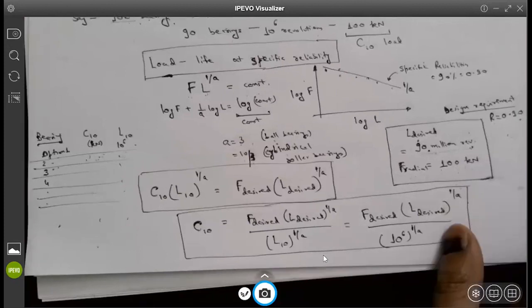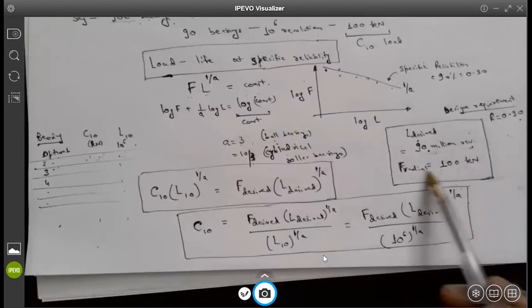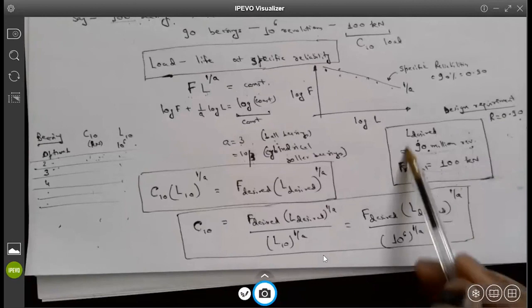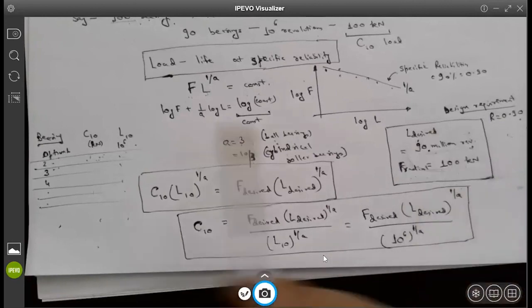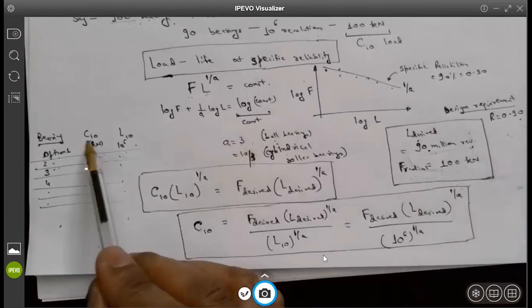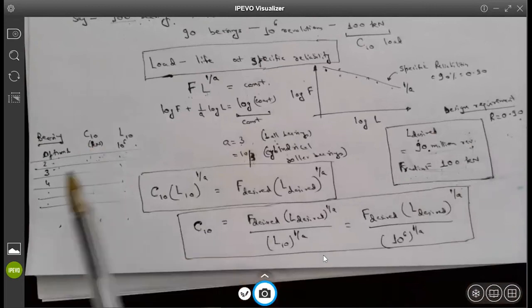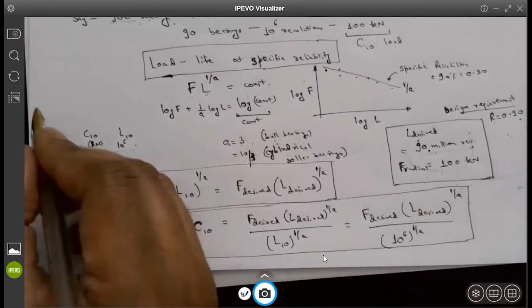Yeah, that is my requirement. Now I have to pick a bearing for this requirement. So what I have to do when I have to pick a bearing is find the C10 load, because when I go and pick a bearing, I always have to go to the bearing manufacturer's catalog.